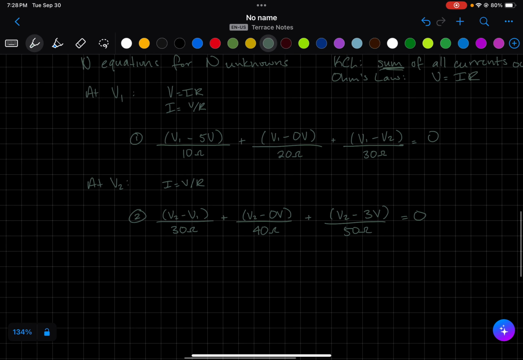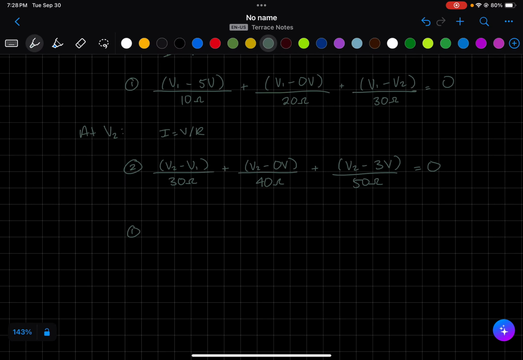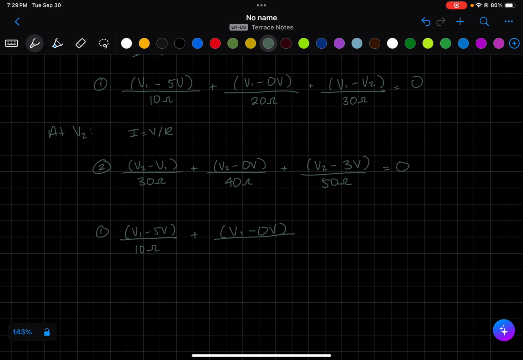And then to solve for this, it's pretty much basic algebra. We're gonna take our first equation, we're trying to find the voltage values for V1 for our first equation.